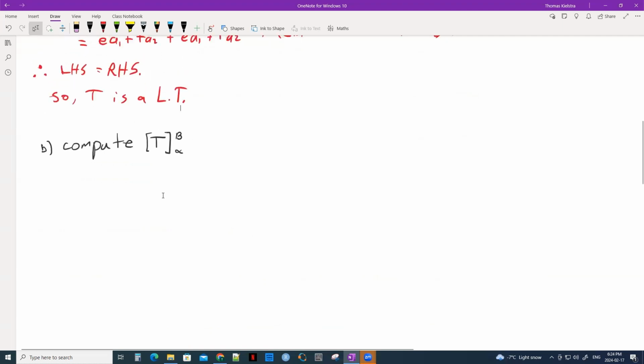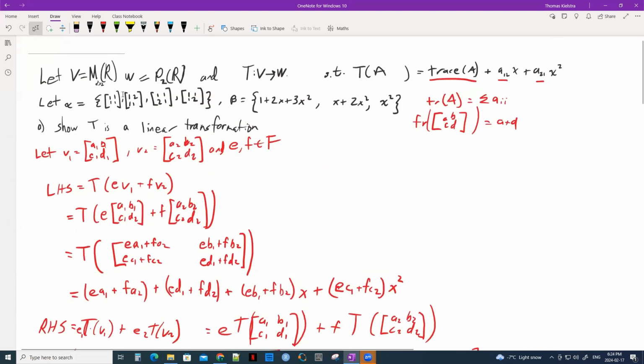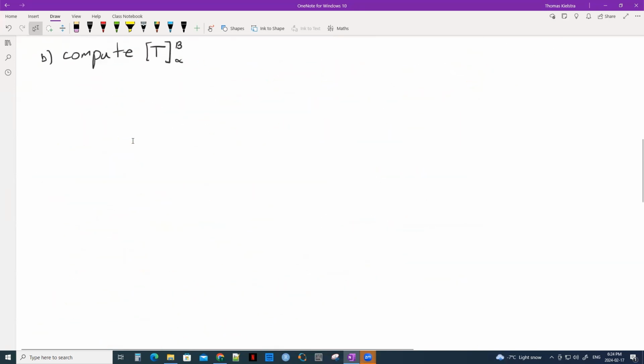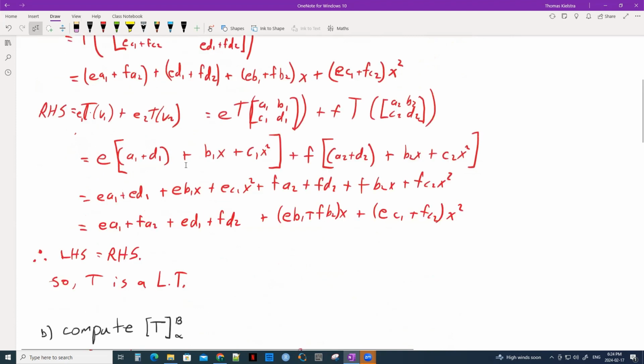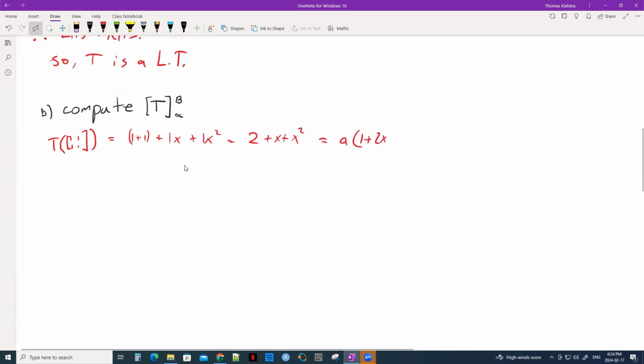Now we want to compute what T is in terms of alpha, beta. So we're going to be looking at T applied to each of the input vectors and then represent them using each of our beta bases. So our first vector is what's going to happen to T of 1, 1, 1, 1. Well, this equals 1 plus 1, or the trace, plus 1, plus 1x plus 1x squared, which equals 2 plus x squared. We want to know what this is in terms of a times 1 plus 2x plus 3x squared plus b times x plus 2x squared plus c times x squared.